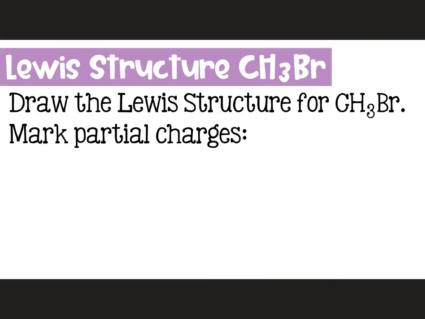First, let's draw the Lewis structure for CH3Br and mark partial charges. So we know that carbon with its 4 unpaired valence electrons will go in the middle, and we will have a bromine on one side with its 3 pairs and 1 unpaired valence electron, and hydrogen will go on the other side, and each of these hydrogens will have 1 unpaired valence electron, which can then participate in a covalent bond with the carbon. So we have 4 covalent bonds going from the carbon to different atoms.